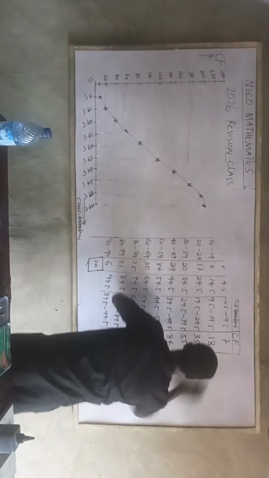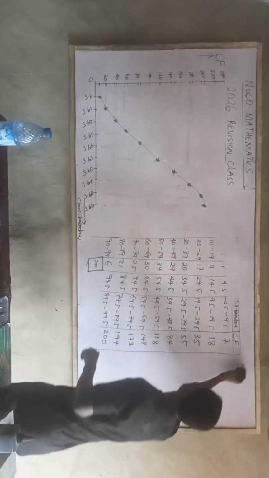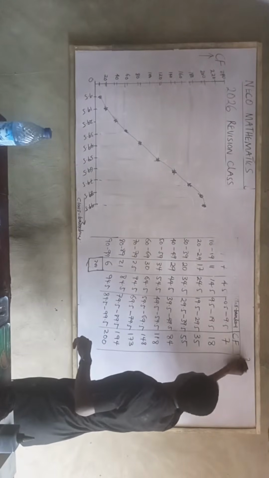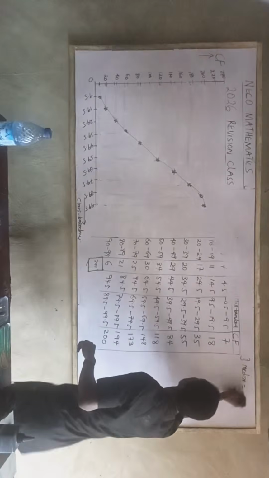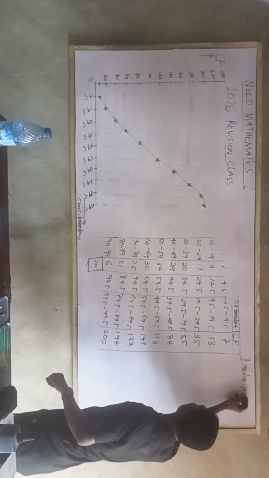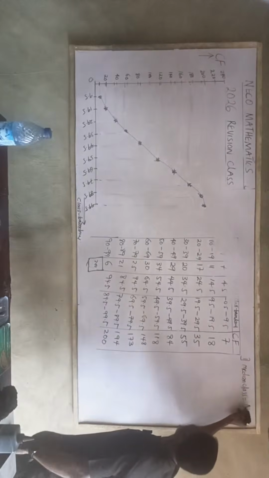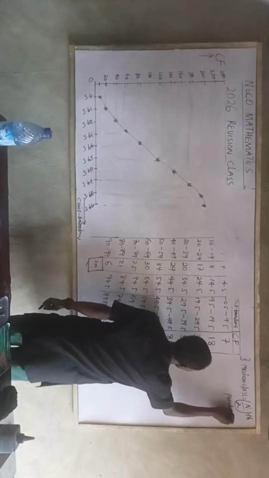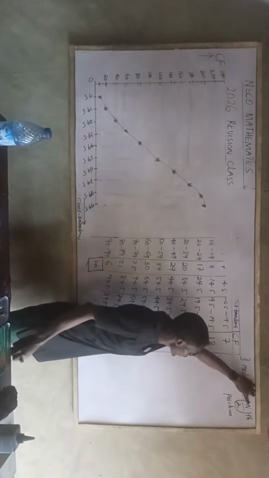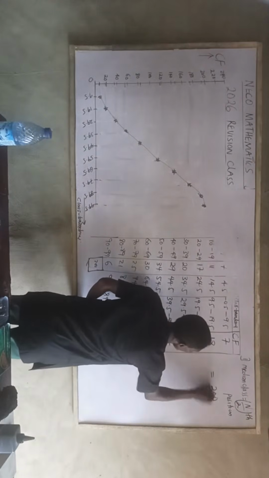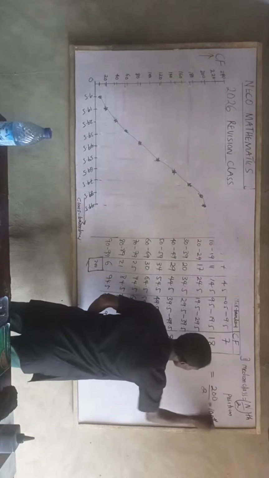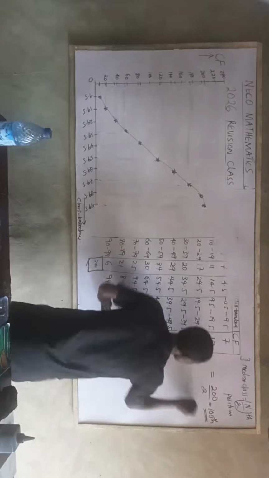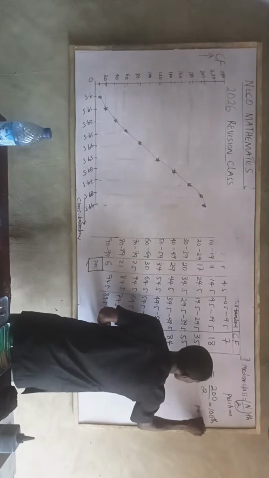All right, so here, to get the median, I think that's the first question there, the median. Now, for the median, we need to get the median class. Median class is gotten by saying n/2 th position. That is, n means the sum of the frequency, which we've got here to be 200. So to get the median class, we've got 200/2. That's 100 position.